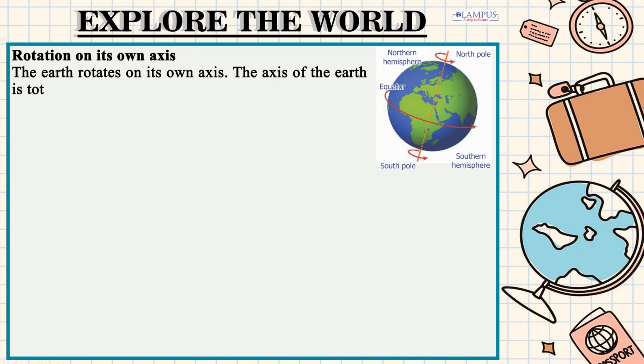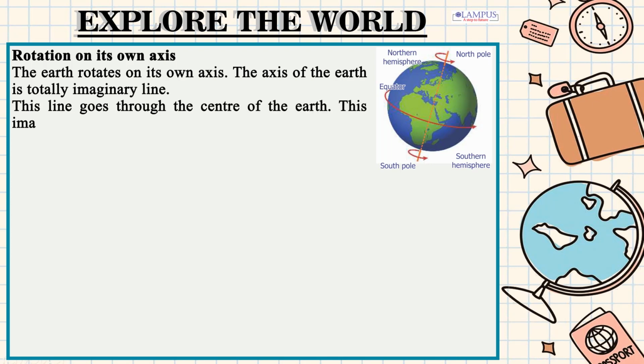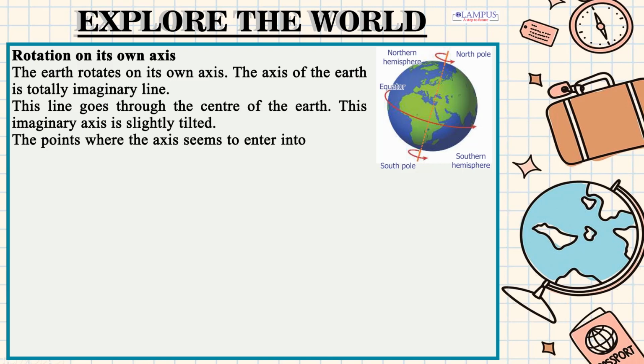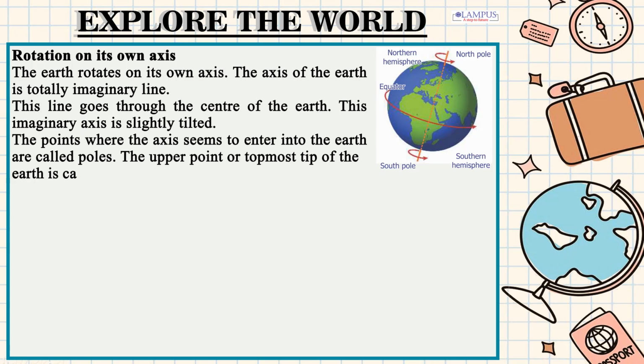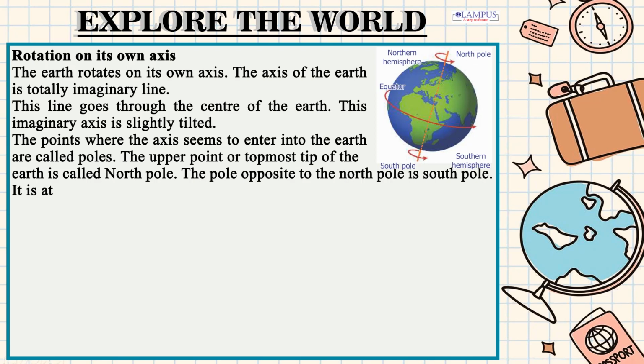The axis of the Earth is a totally imaginary line. This line goes through the center of the Earth. This imaginary axis is slightly tilted. The points where the axis seems to enter into the Earth are called poles. The upper point or topmost tip of the Earth is called North Pole. The pole opposite to the North Pole is South Pole. It is at the lower point of the Earth.